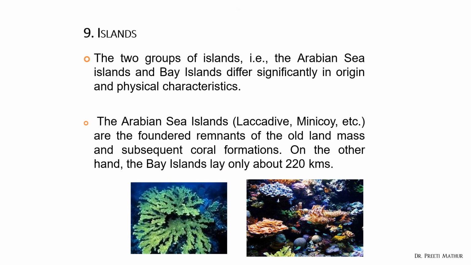In this slide I am going to show you the islands. The 2 groups of islands, that is the Arabian Sea Islands and the Bay Islands, differ significantly in origin and physical characteristics. The Arabian Sea Islands, Lakshadweep, Minicoy, etc. are the foundered remnants of the old landmass and subsequent coral formations. On the other hand, the Bay Islands lie only about 220 kilometers. You see the beautiful pictures under it.